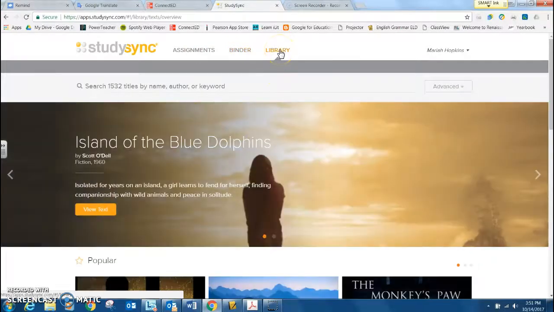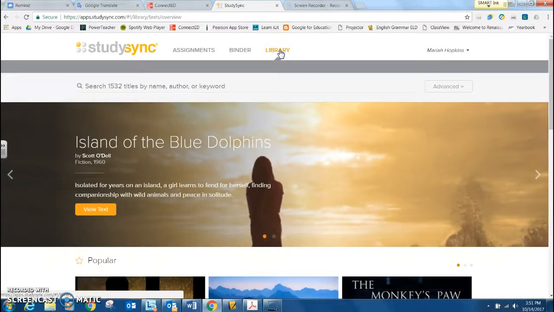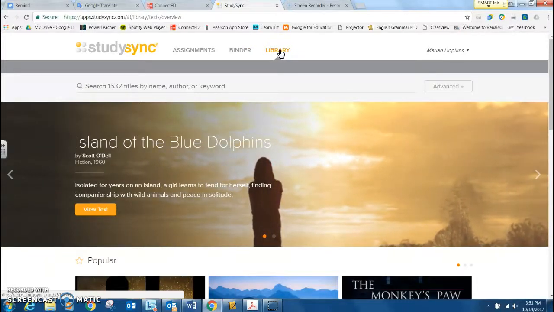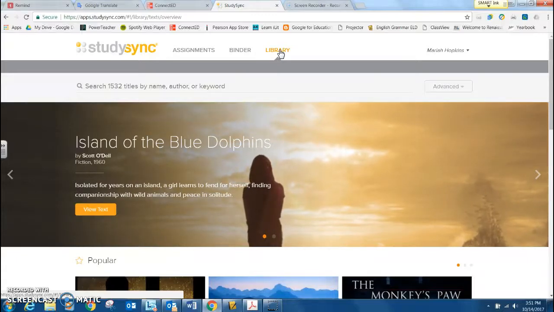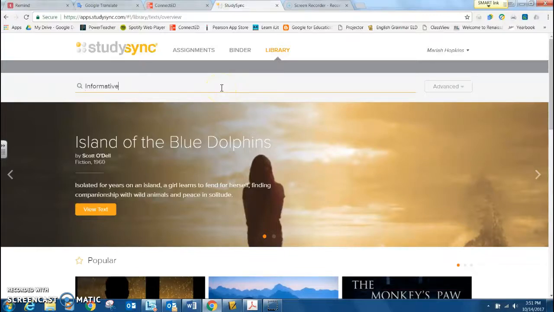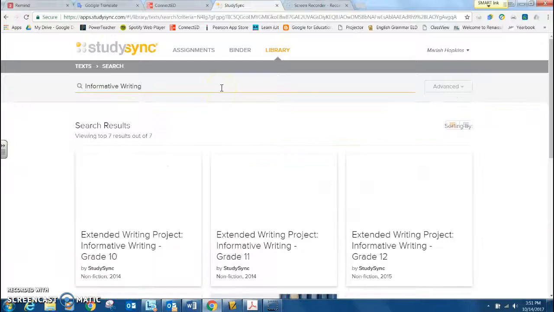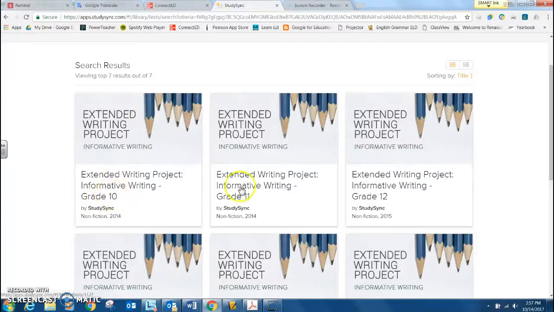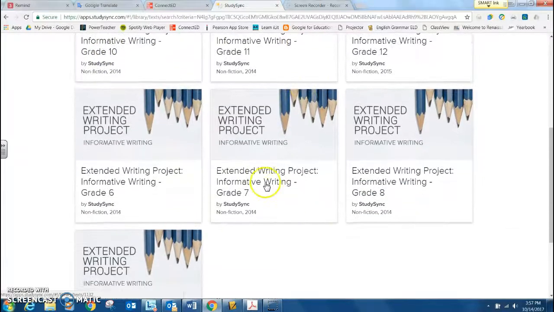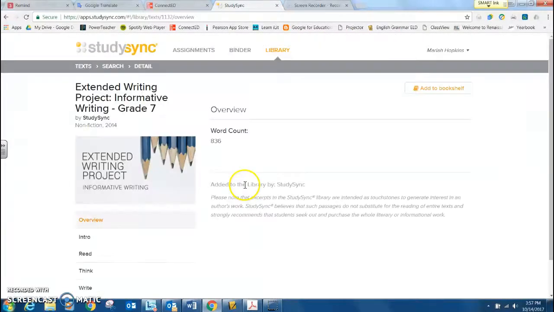And we don't use this very often, but this is where they should go if they have forgotten their book or if they need help on something and they don't have a resource. So here we're going to click in the search bar and we're going to type informative writing. Okay, so I've searched for informative writing, and you can see that I get all the grade levels. So I'm going to scroll down and find 7th grade, and then I'm going to click on 7th grade.